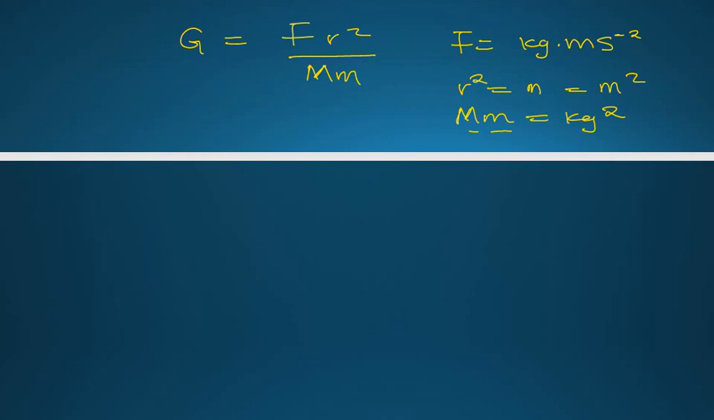Here is how we do it now. We are going to say our G is going to be force: kg m s to the power negative 2, times meters for r squared, which is meters squared, over kg squared.